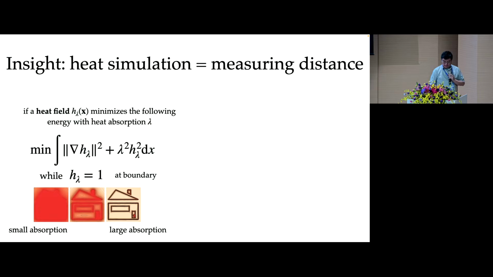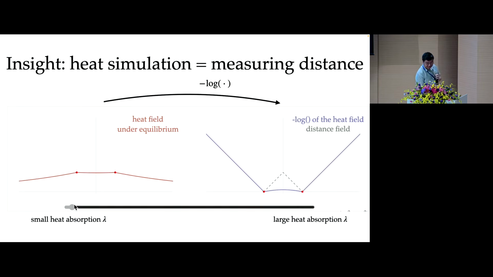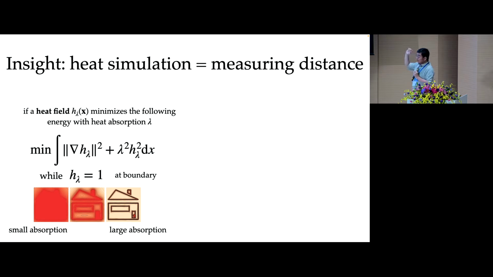I'll go through the math pretty quickly, so don't worry if it's gibberish. This is the actual key idea, and the math is just there because we need to get the loss function somehow. Physically, what it means is that a heat field H minimizes the following energy. This energy is an integral over your domain, where you measure the gradient of your heat field H, take the norm of it and square it, plus lambda squared times H squared, and you want this to be as small as possible. And also, you have a boundary condition: you want H to be 1 at the boundary.